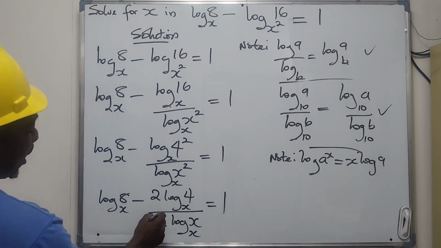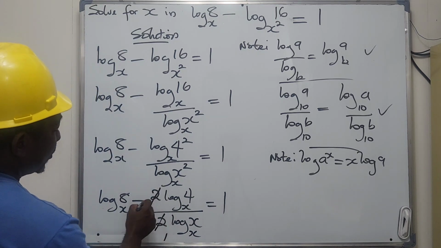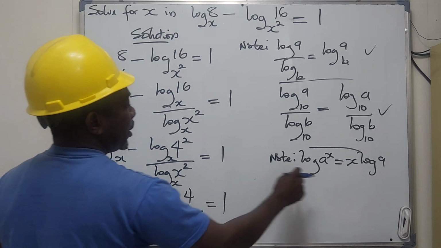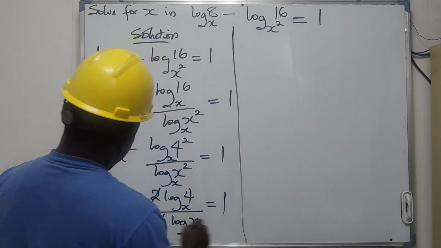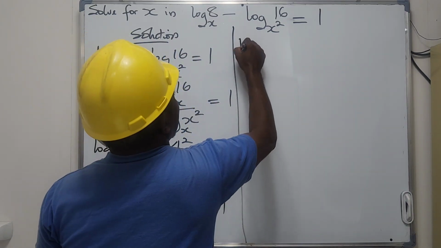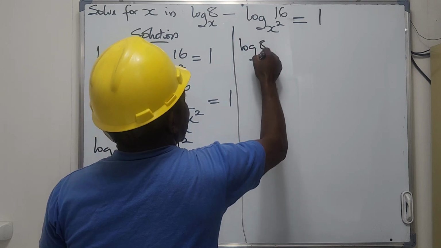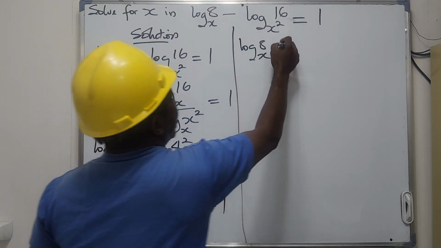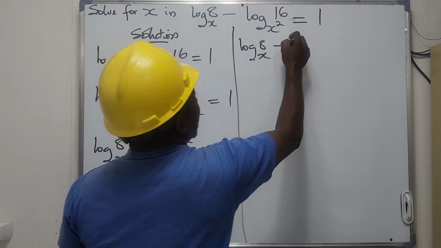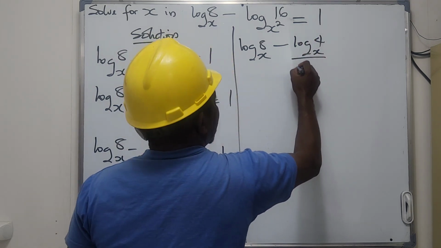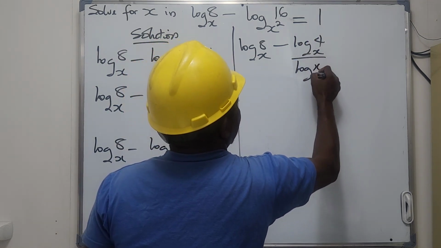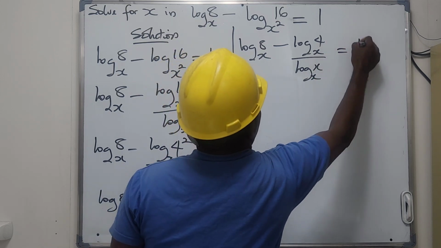So here you can see that 2 cancels here and 2 cancels here. We are now left with, we need to clear this. So here our value will remain log 8 base x minus log 4 base x all over log x base x equals 1.